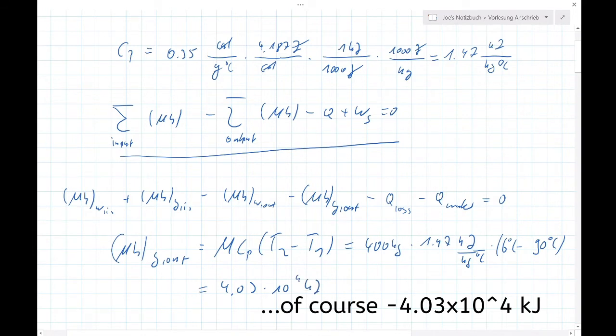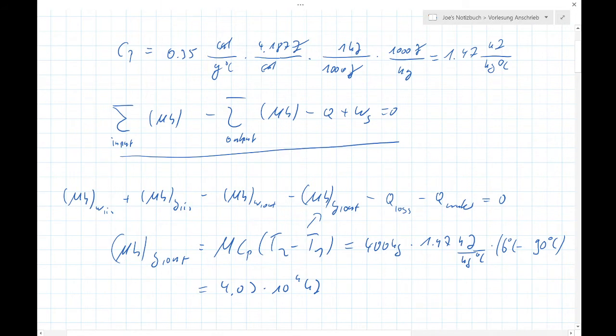So therefore, we have now this value. This value is 0. So we have calculated this value. This is 0. These values come from the steam table. So we directly multiply the mass with the value of the steam table. And now we need to know what is going into the cooling water. So that's the next thing.